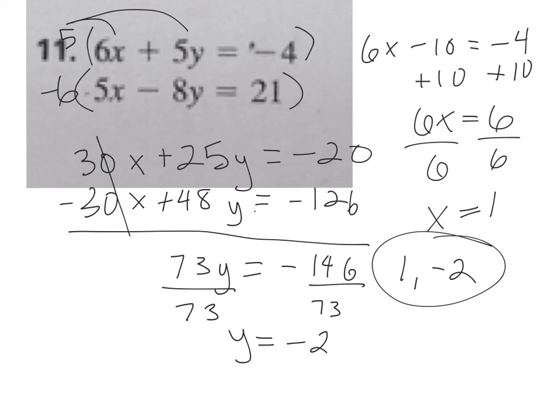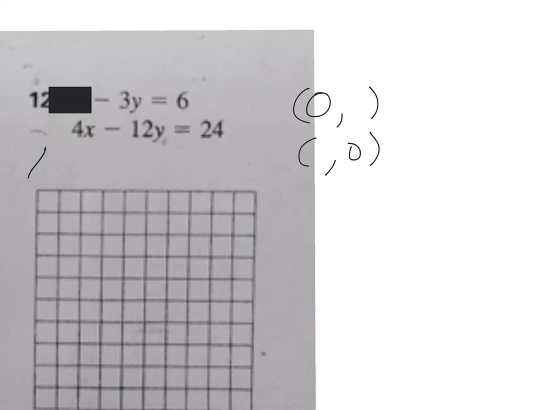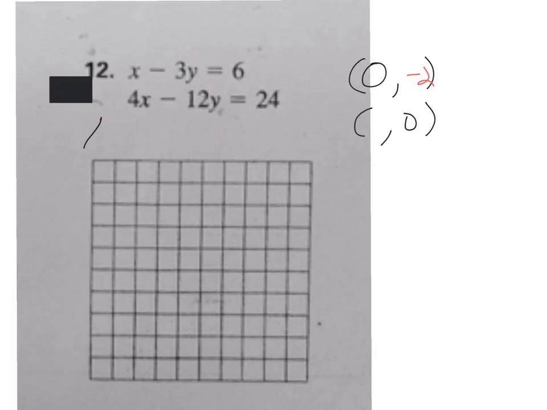All right, the last one is number 12. Let's take a look. All right, so on the top equation, I'm going to set up my cover-up method. So when my x is 0, I get negative 3 times something equals 6. Well, that's got to be a negative 2. And then when my y is 0, x is equal to 6. So my first location is 0, -2, and 6, 0.